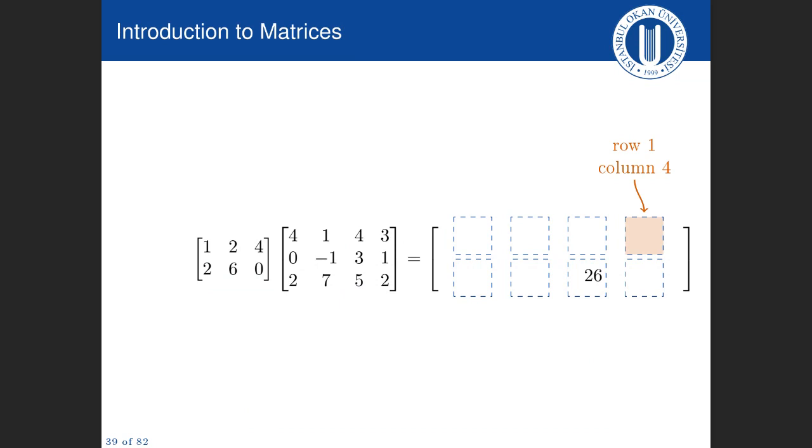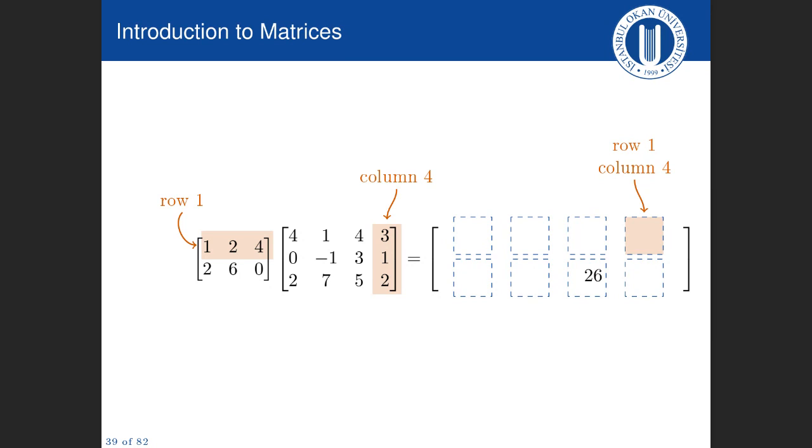Let's do another one. Let's suppose I want to find the entry in row 1 and column 4 of AB. Then I need row 1 of the first matrix and column 4 of the second matrix. And I do the same thing.